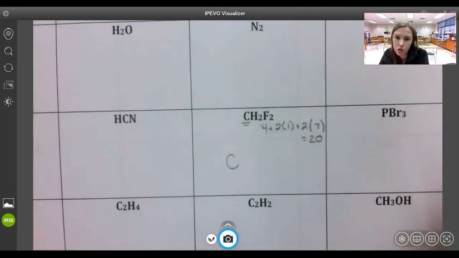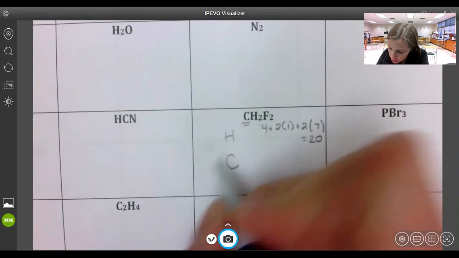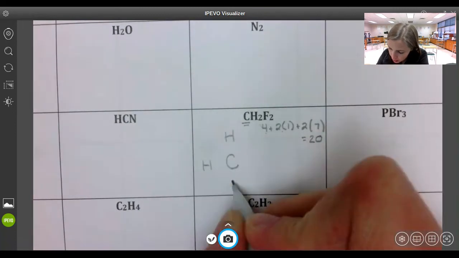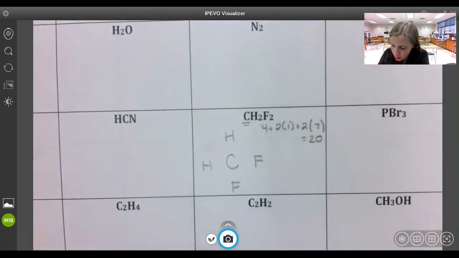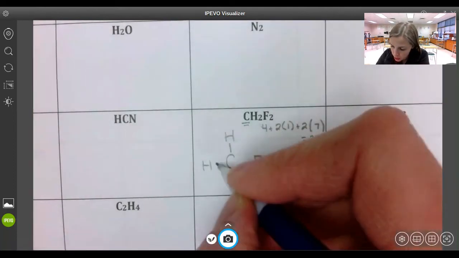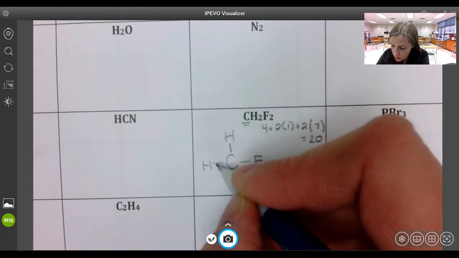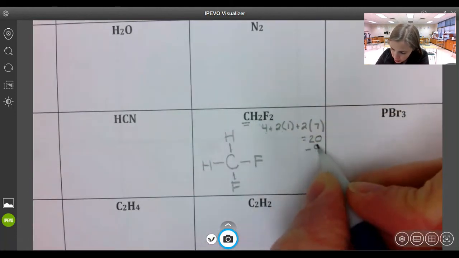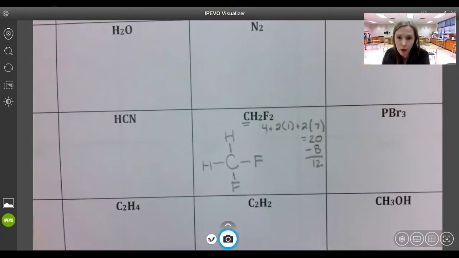I'm going to start with carbon here in the center. Usually carbon is a central atom. And I'm going to place my hydrogens and fluorines around the carbon. We're just looking at this 2-dimensionally right now. We'll get into shapes later on. I'm going to start with single bonds between all of them. So that's 2, 4, 6, 8. So I'm going to subtract 8 out of there, and I'm left with 12 electrons.